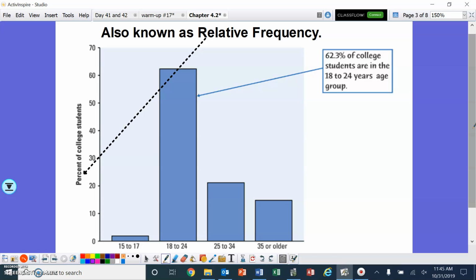So you can see the 15 to 17-year-olds is right there, 18 to 24, 25 to 34, 35 or older. So we have a real easy visual, and we can very quickly see that the 18 to 24-year-olds, there's definitely way more students that go to college at that age than any other. Now remember, when you're doing percentages on the side of the graph, that's also known as relative frequency. All right, so you're going to be making some bar graphs. Okay, let's continue.